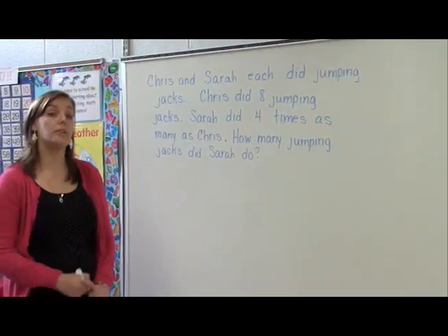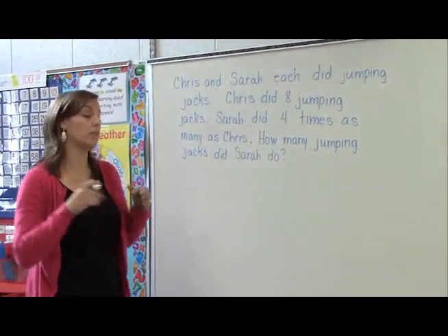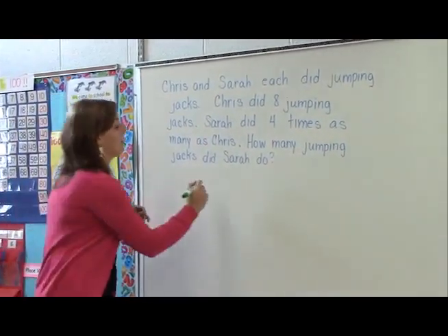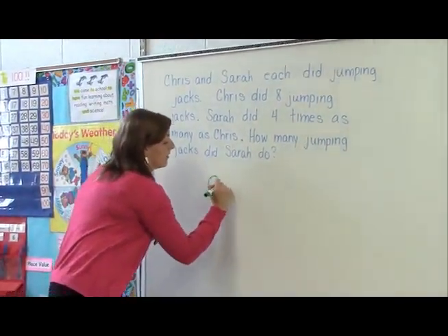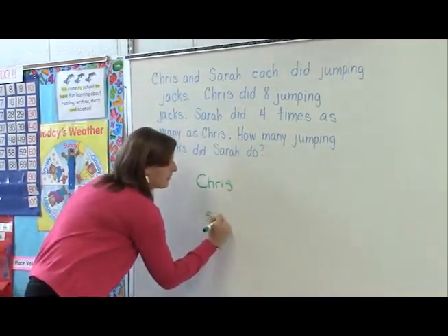So our first step is we need to write down who the problem's about. In this problem, there are 2 people. So we write them one on top of the other. Write Chris, and then you need to write Sarah underneath.